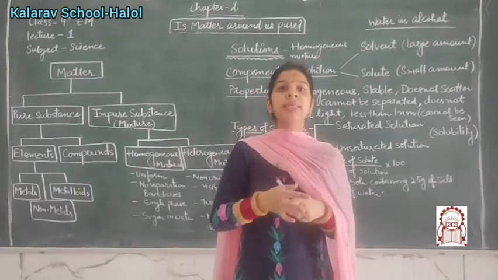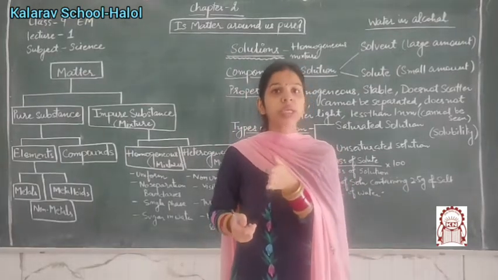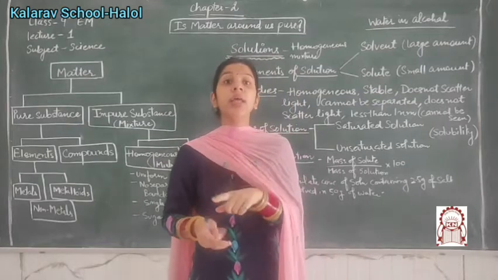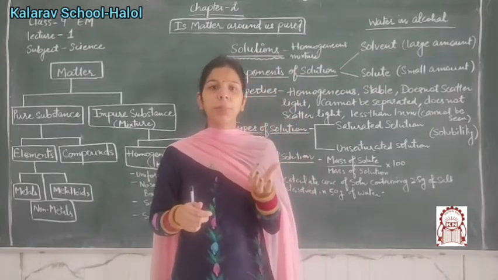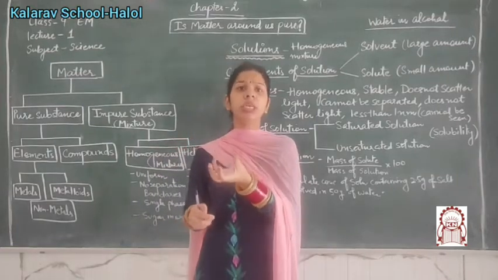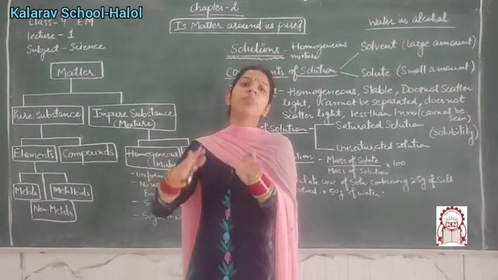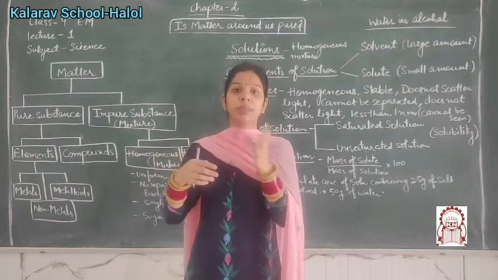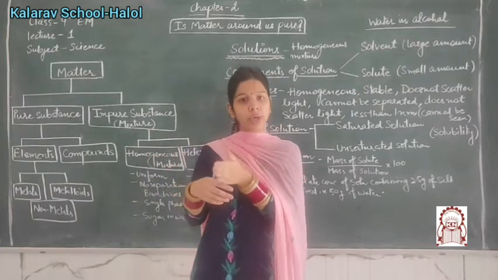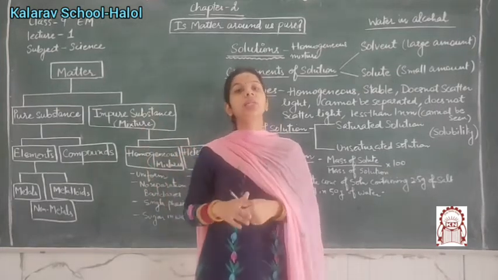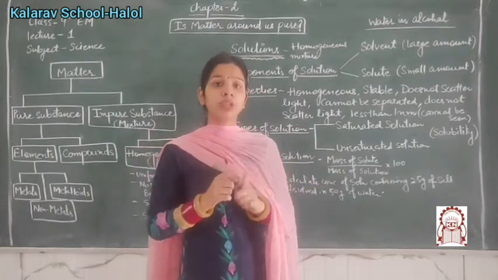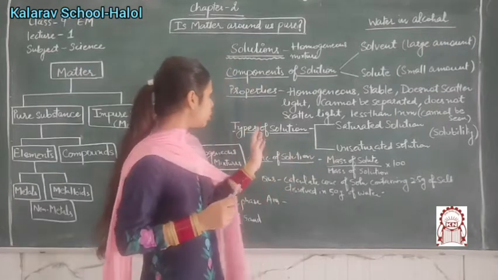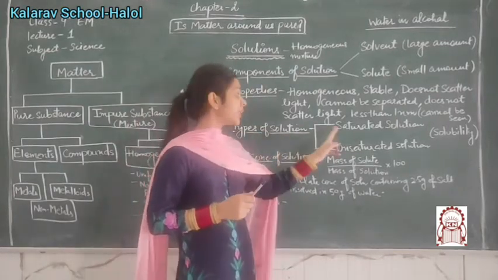So gas in gas, here the solution is air. Air contains a large number of gases, with 21% oxygen, 78% nitrogen, and the other gases are also present. So these are the types of solution, but what we strictly need to know is the type of solution that is saturated solution or unsaturated solution.